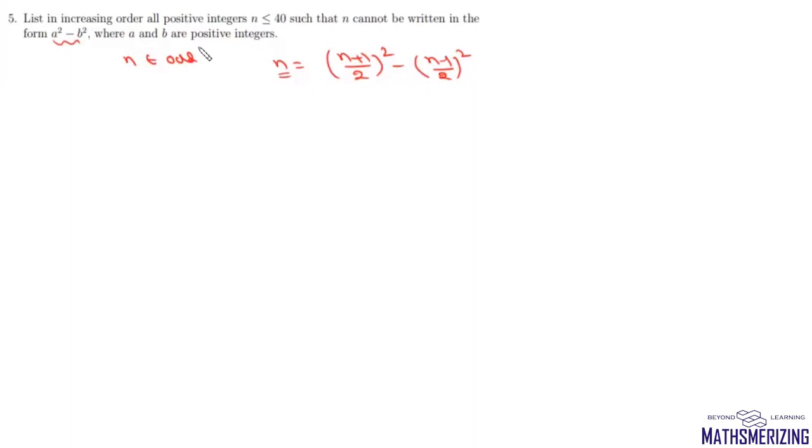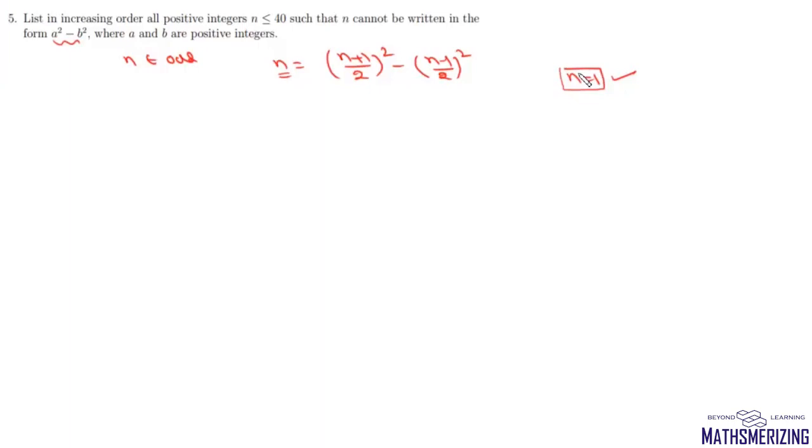But in this question it says a and b are positive integers. So we'll take n as 1. In that case, we'll get it as 1 square minus 0 square. So except for n equals 1, all other odd numbers can be expressed as a square minus b square. So that means the only odd number that we'll get in this series is n equals 1.